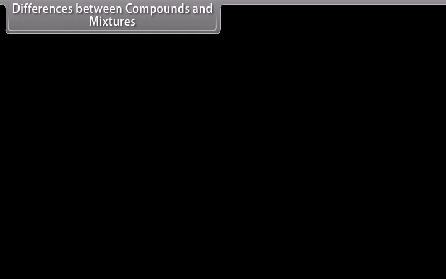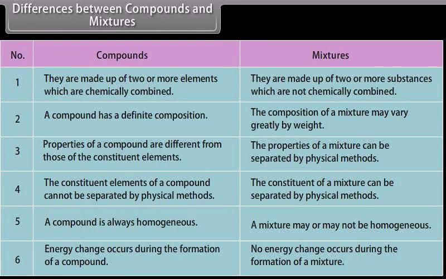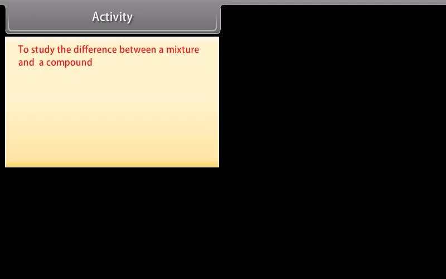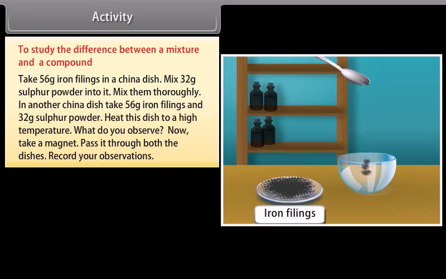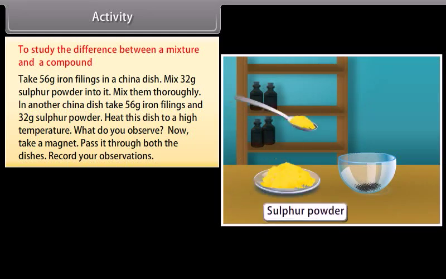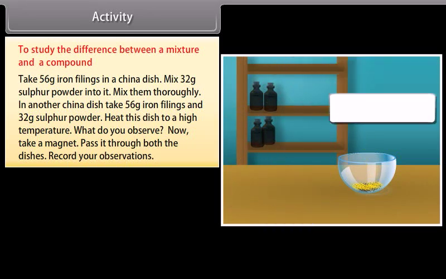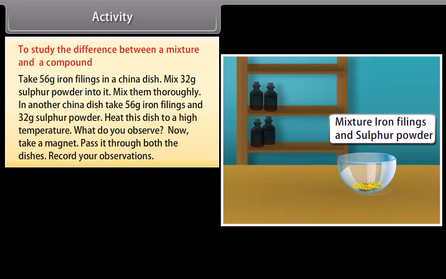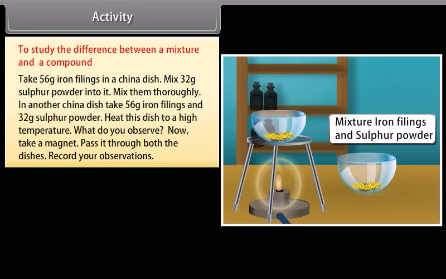Differences between compounds and mixtures. Activity. To study the difference between a mixture and a compound, take 56 gram iron filings in a china dish. Mix 32 gram sulfur powder into it. Mix them thoroughly. In another china dish, take 56 gram iron filings and 32 gram sulfur powder. Heat this dish to a high temperature.